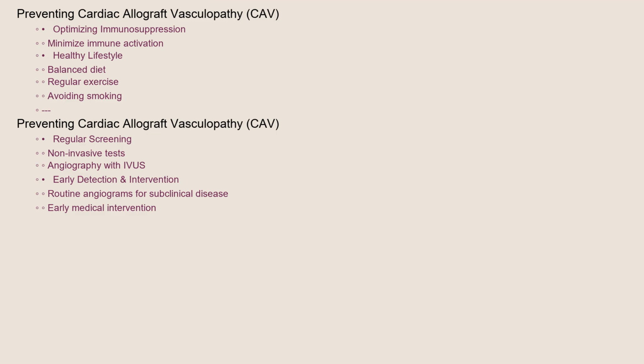Preventing CAV is a major focus. Optimizing immunosuppression to minimize immune activation is key. Maintaining a healthy lifestyle, including a balanced diet, regular exercise, and avoiding smoking, can also help protect the heart. Regular screening with non-invasive tests and angiography with IVUS is essential for early detection and intervention. Early detection of subclinical disease via routine angiograms allows for early medical intervention.